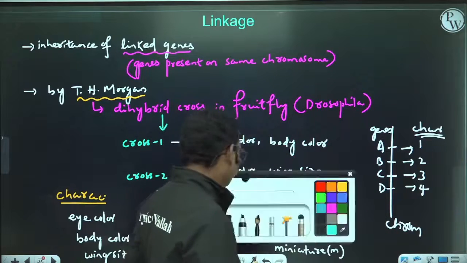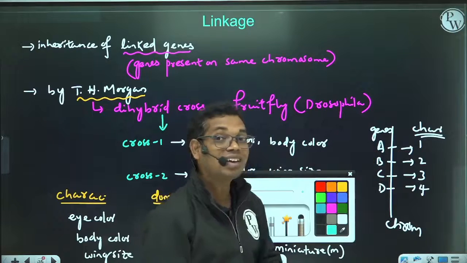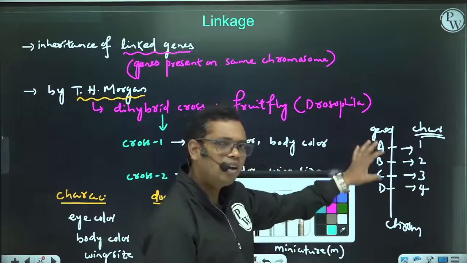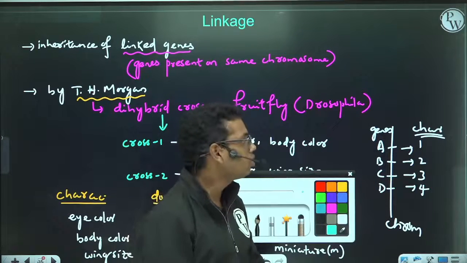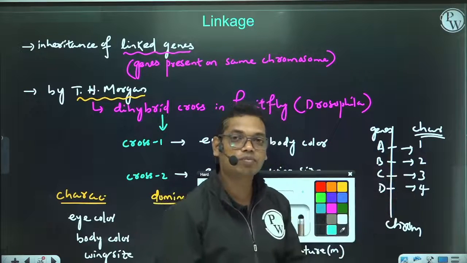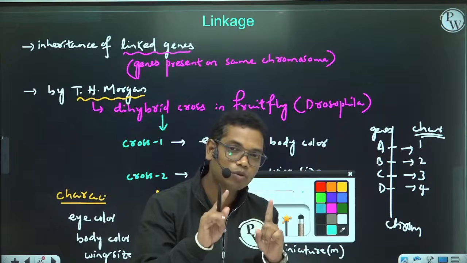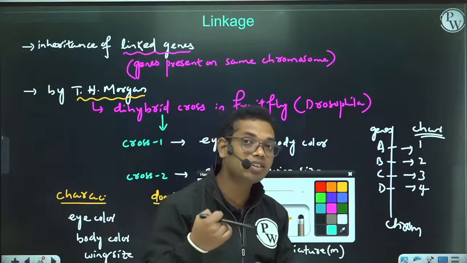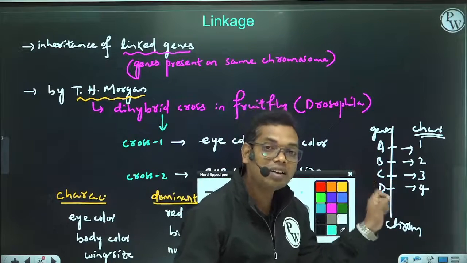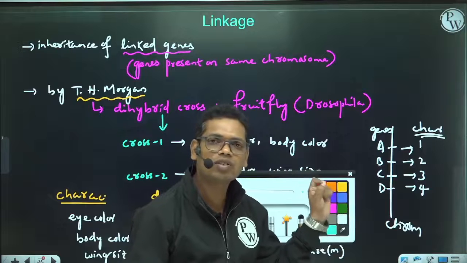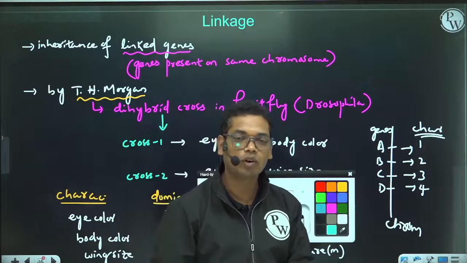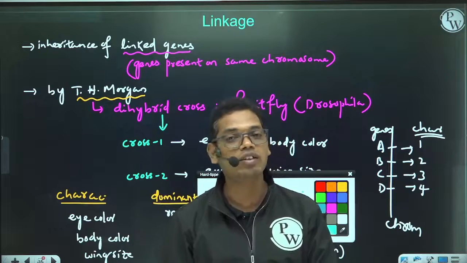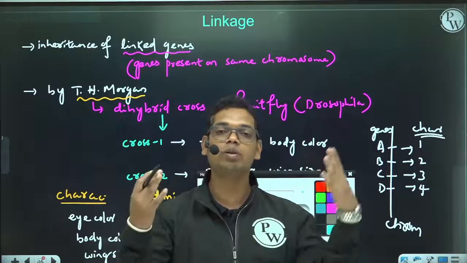So the genes which are present on the same chromosome are called linked genes. In this case, AB, ABC, ABCD, BC, BD, all these are linked genes. And the characters controlled by linked genes are called linked characters. Genes present on the same chromosome are linked genes. The characters controlled by linked genes are linked characters, and the inheritance or transmission of linked characters is called linkage. Let me repeat. The genes present on the same chromosome are linked genes. The characters controlled by them are linked characters, and how they get transmitted from the parents to the progeny is called linkage.